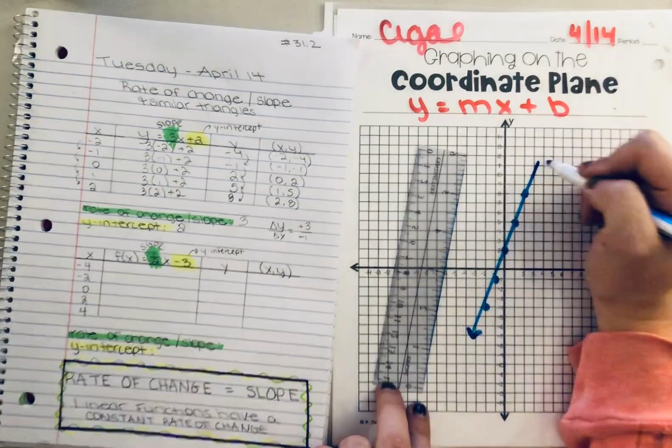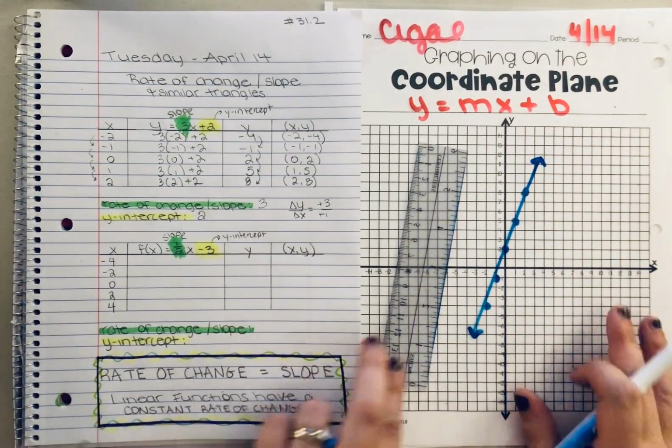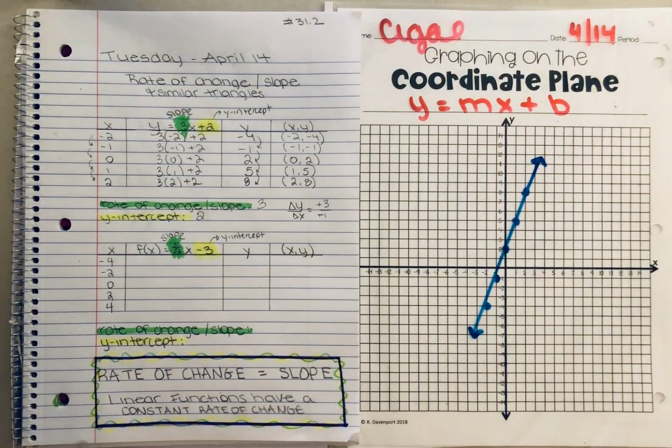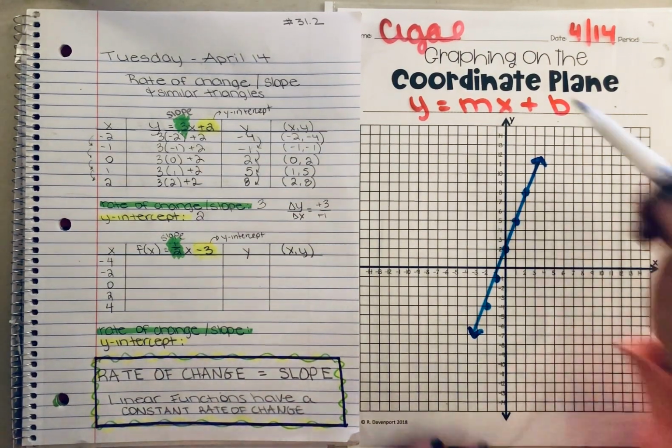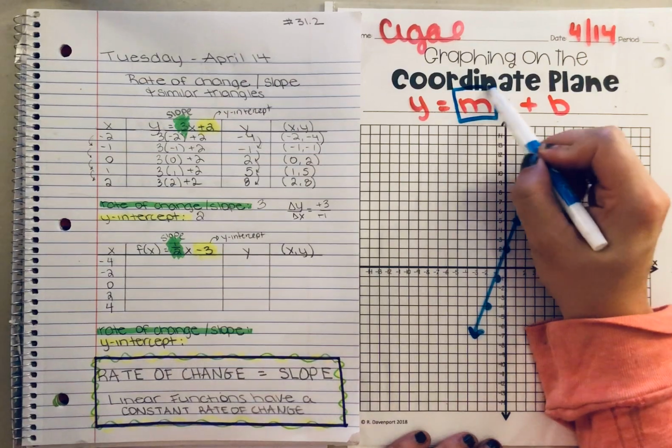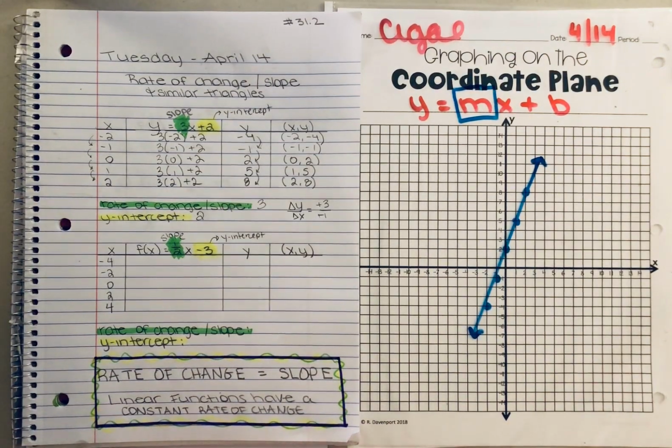So slope is, again, that rate of change. So how does this line go up and over? When we're talking about slope, again, that's this value right here, the one that's next to the x. So let's look at this for a second.